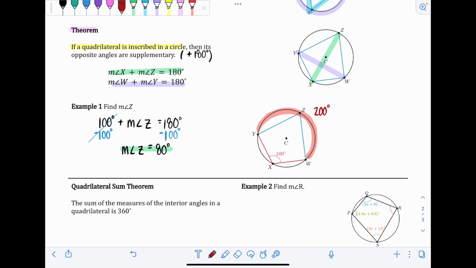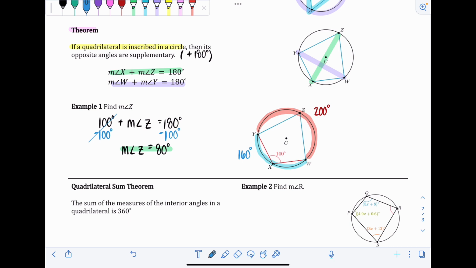And then in an entire circle, all the arcs will add up to 360 degrees. So if the arc YZW is 200, arc YXW, the one that's in blue now, must be 160, because that's what you would need to add to 200 to add up to 360. There's 360 degrees in a full circle.